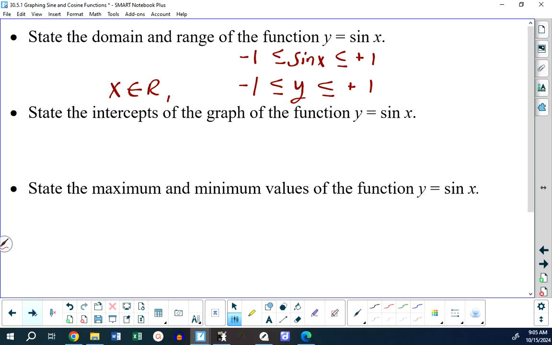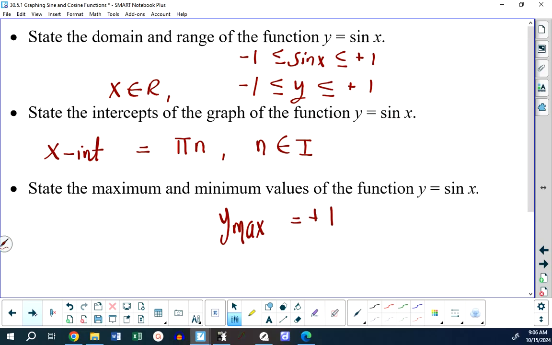What are the intercepts? Well, if you look at the graph, the x-intercepts are multiples of pi, which really makes sense because when you think of the unit circle, sine of theta, which is sine of x here, is 0 at these two locations that I'm indicating, which are multiples of pi. You, of course, have to say n is an element of the integer number set. The maximum value of the function is positive 1. The minimum value of the function is negative 1.